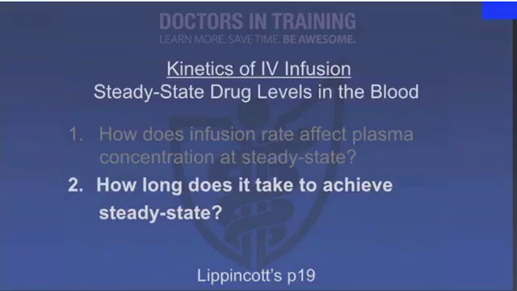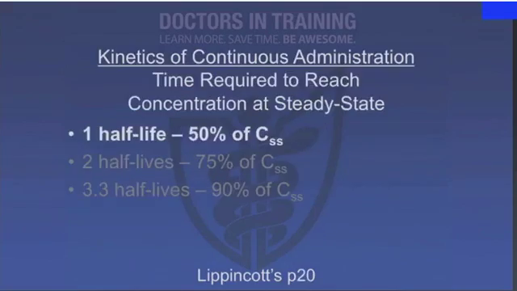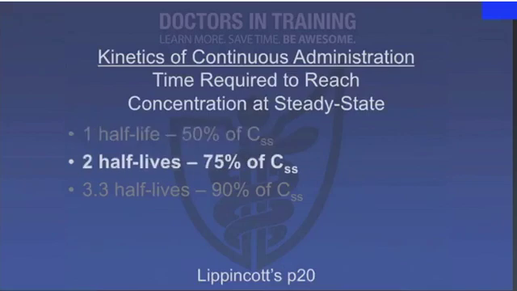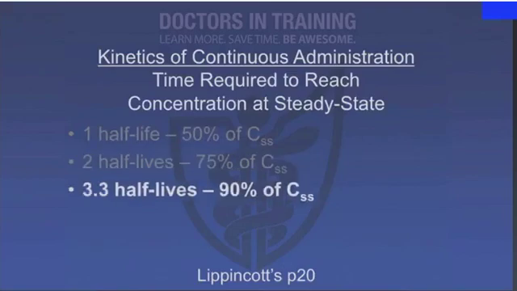The other question that we're going to ask is, how long does it take to achieve steady state? At 1 half-life, you're going to be at half of the steady state concentration, which is half CSS. At 2 half-lives, you'll be at 75% of the steady state concentration. At 3.3 half-lives, which you see there, you're going to be at about 90% of the steady state concentration. So if the half-life is 12 hours, how long does it take to get to 90% of the steady state concentration? Well, 12 hours times 3.3 is 39.6, or about 40 hours.